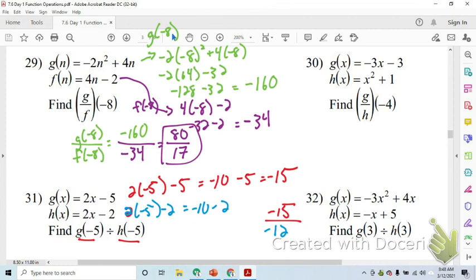Now, these two are both divisible by 3. So when you put one over the other, you can divide them both by negative 3. You end up with 5 fourths. Yeah, there we go. And that should be your final answer there.